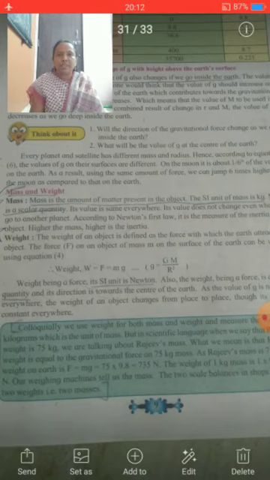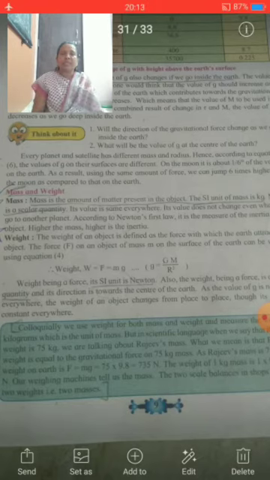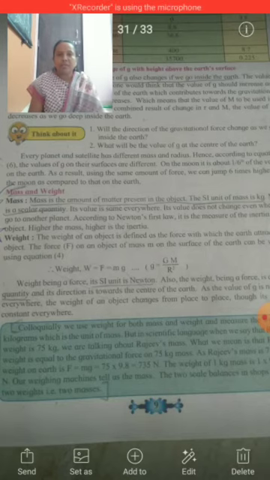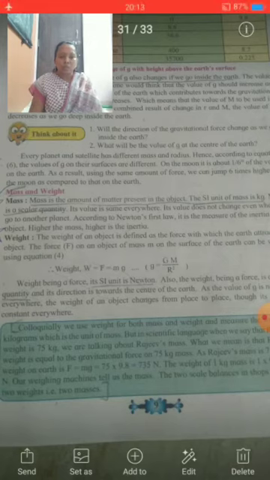Here s is the displacement, g is the acceleration due to gravity, and t is the time taken. And the last is v² = 2gs. v is the final velocity, s is the displacement. Thus we can calculate the final velocity, displacement, or the time taken for the process using these three equations. These are Newton's equations of motion.